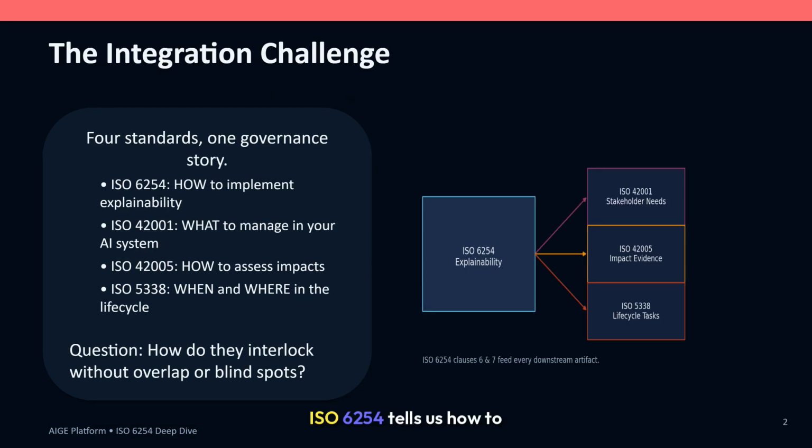ISO 6254 tells us how to deliver explainability. ISO 42001 defines the management system. ISO 42005 governs impact assessments. And ISO 5338 runs the life cycle. The pain happens when teams treat them independently. So today we're going to show you how they interlock without overlap or gaps.